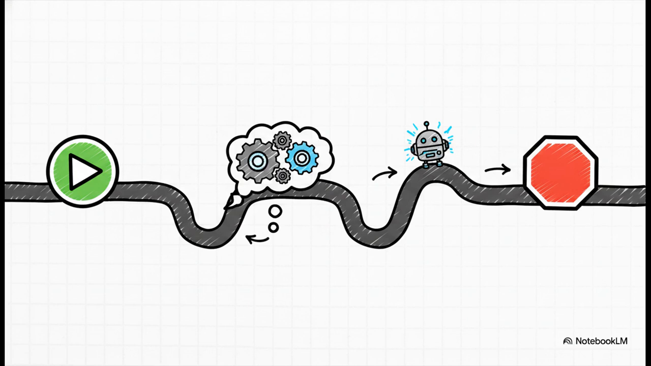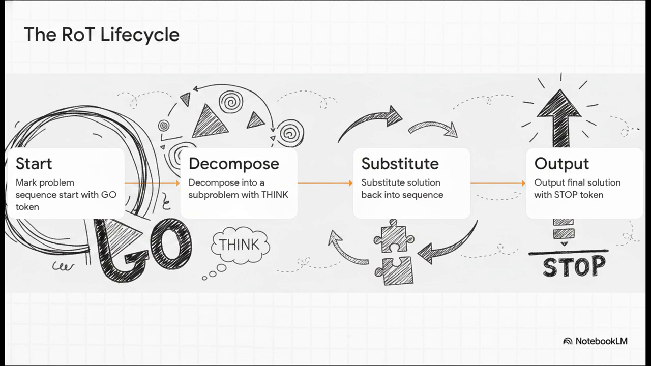To actually pull this off and maintain recursive control, RoT relies on 3 highly specific checkpoints: go, think, and stop. The AI uses these special tokens as signals. It tells the model exactly where it is in the problem-solving loop during inference. Let's walk through that loop really quick. Here's the exact step-by-step process.